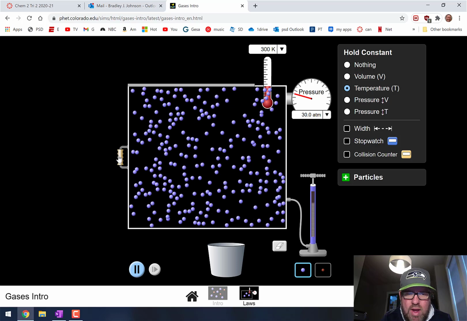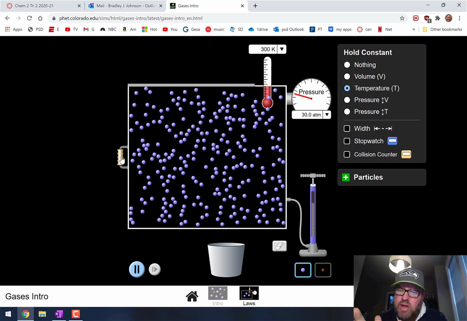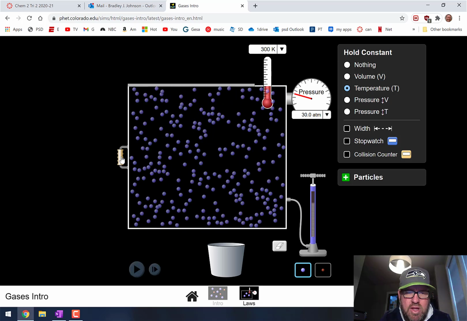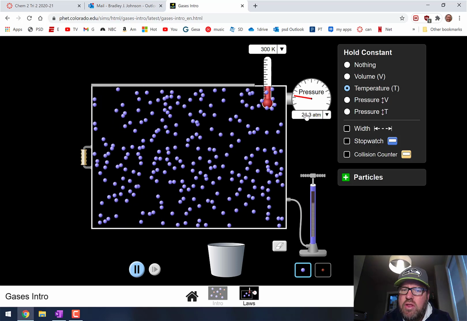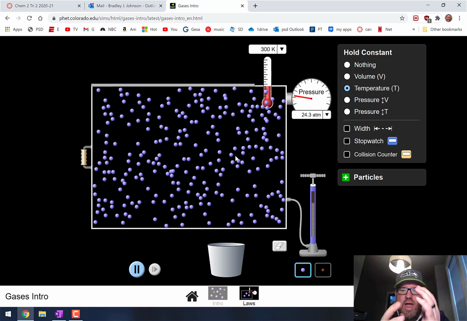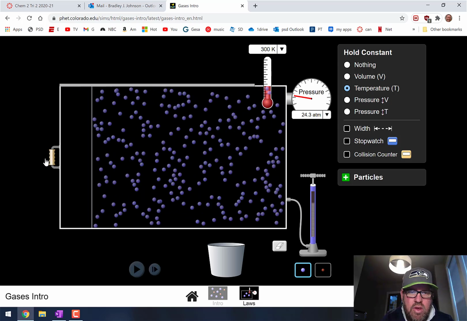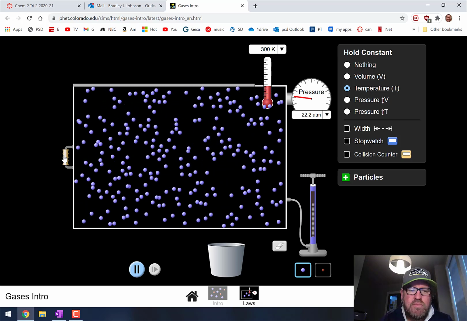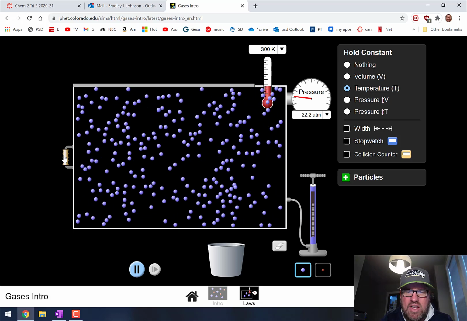What happens when I make the volume bigger? Well, what do you think is going to happen? Is the pressure going to go up? Is the pressure going to go down? Or is the pressure going to stay the same? Let's see, I'm going to move this out a little bit. The pressure was 30, and what happened to the pressure? The amount of pressure went down. As the volume of the container gets bigger, let's make it even bigger now. What happens to the pressure inside of it? The pressure goes down.